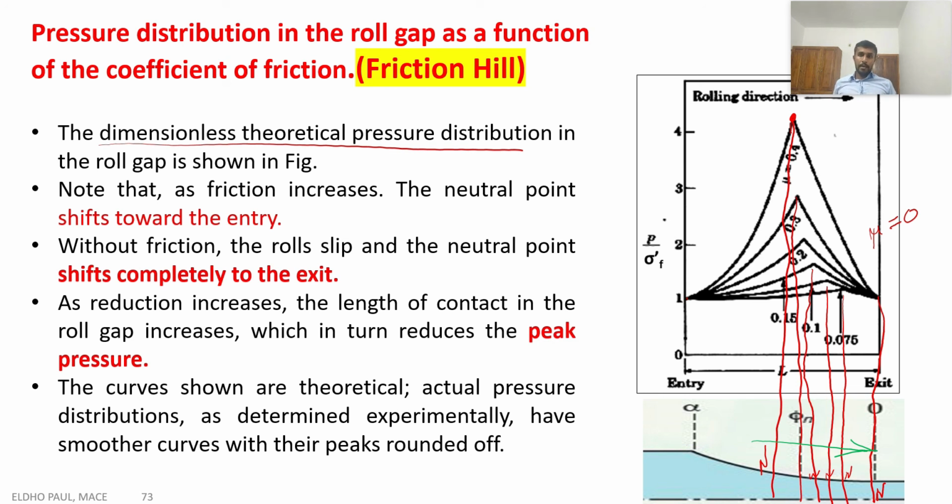Okay, we can reduce the coefficient of friction, but if there is no friction between the roller and the workpiece, then what happens? The neutral point will be at the exit point, or the maximum pressure will be developed only at the exit. Okay, so that is also important. There is a need for friction between the roller and the workpiece. We should not completely eliminate the friction between the roller and workpiece. For the flow of the workpiece through the roll gap, there is a requirement of friction. But a huge amount of friction between the roller and workpiece is one reason for higher pressure requirement. This type of friction hill will develop under a very high coefficient of friction.